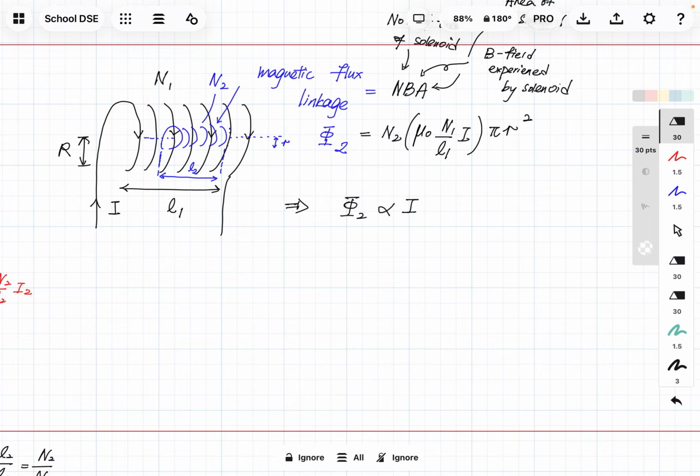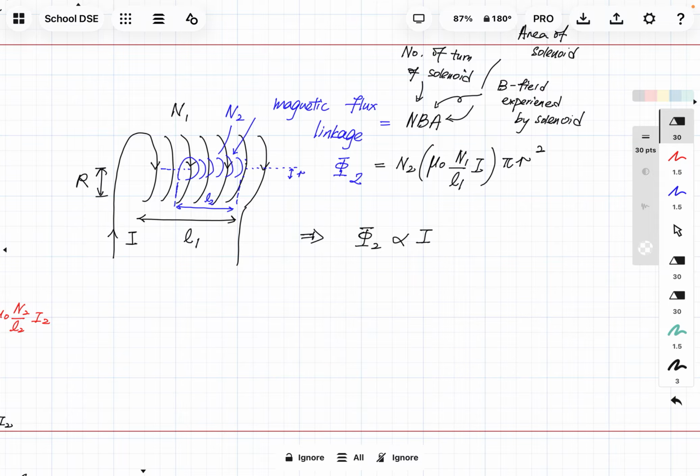Sir, you mean magnetic flux equals NBA? Magnetic flux equals NBA. Yes, flux linkage is defined as NBA. What's flux linkage? Flux is BA. Flux linkage is NBA. You just multiply N to a flux, then you get a flux linkage.